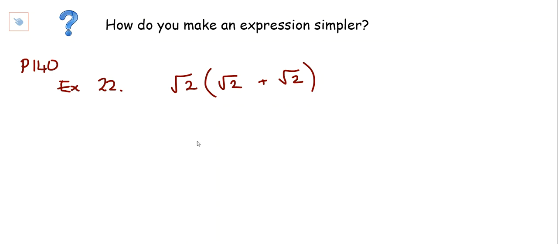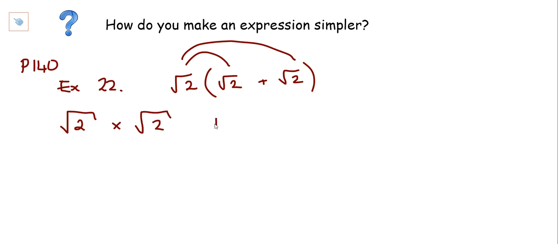So the square root of 2, the outside one, can you draw a line from that one to that one? So we're expanding the brackets, yeah? Oh, it's this side? Yeah. So we end up doing root 2 times root 2 times root 2 plus root 2 times root 2.